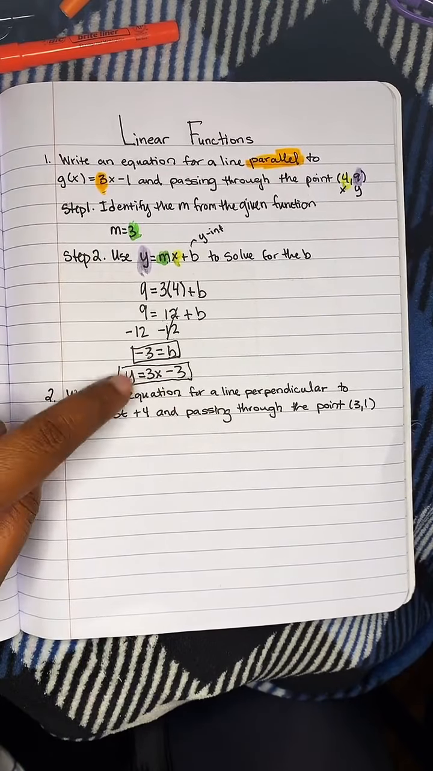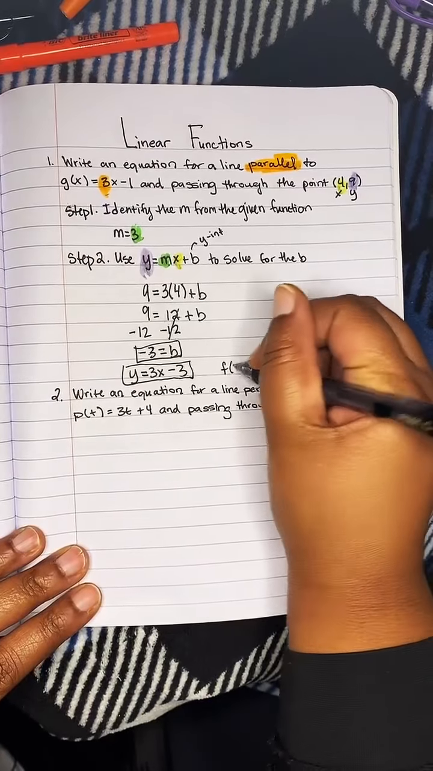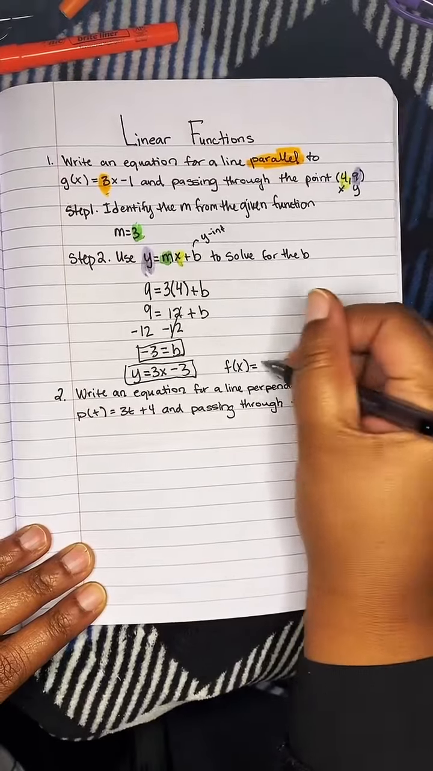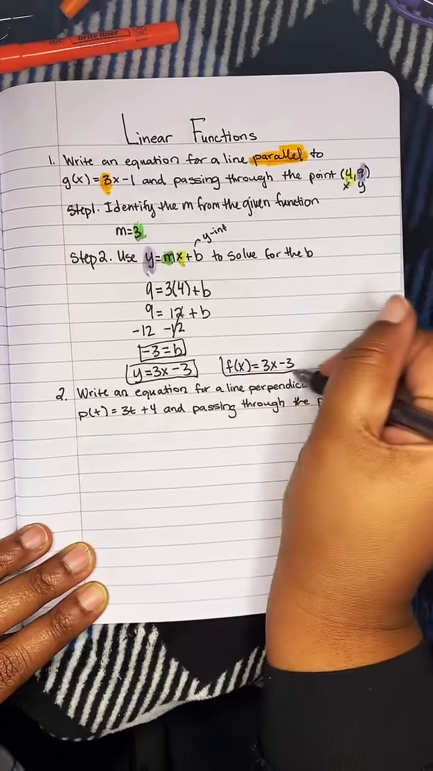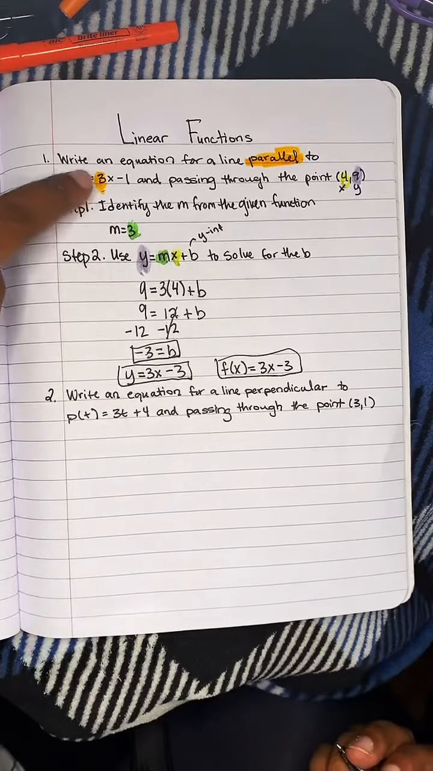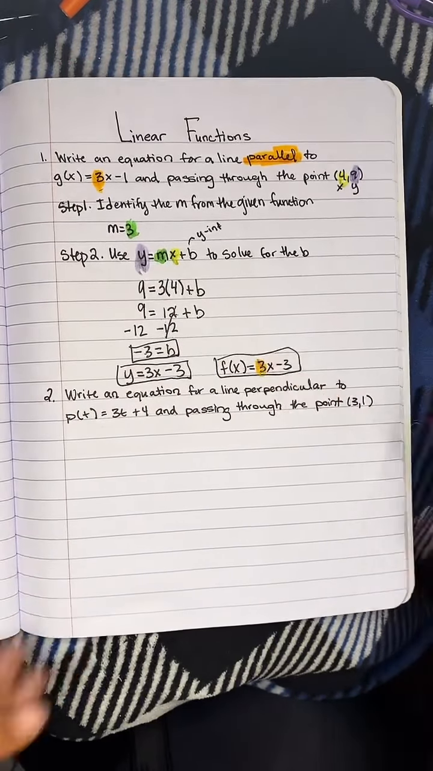I guess I should have put a function. I should have written it in function notation. But it's the same. So this equation is parallel to this one because they both have the same slope.